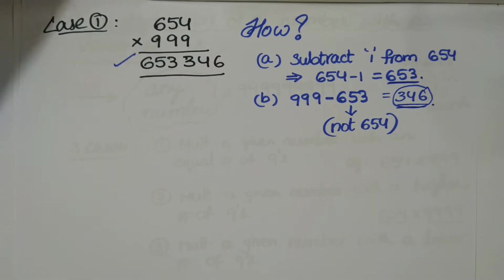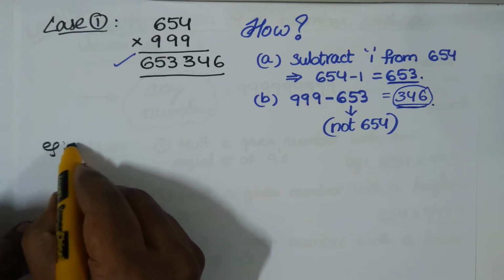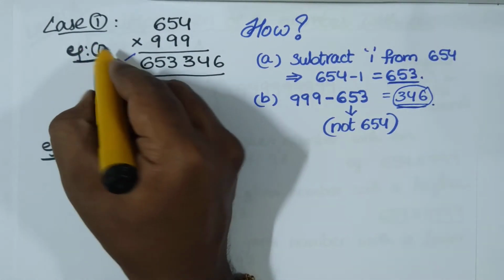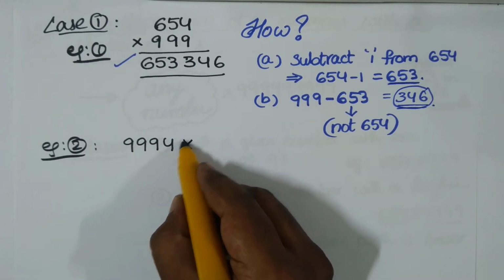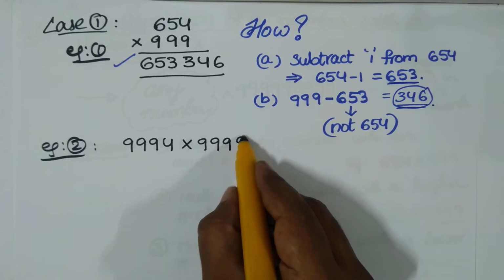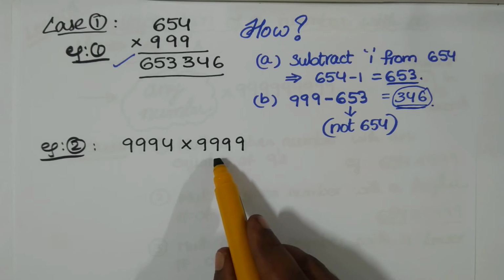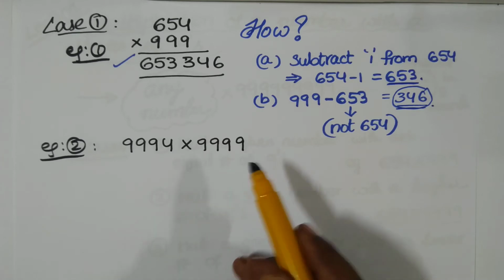Let's take example number 2, and let's appreciate the beauty of these Vedic mathematical techniques. This is example number 1. Say you have 9994 multiplied by 4 nines. In this case, the multiplicand and the multiplier have the same number of digits, 4 digits.